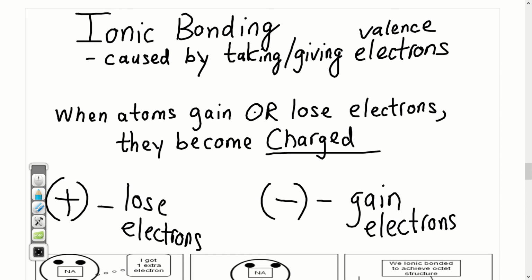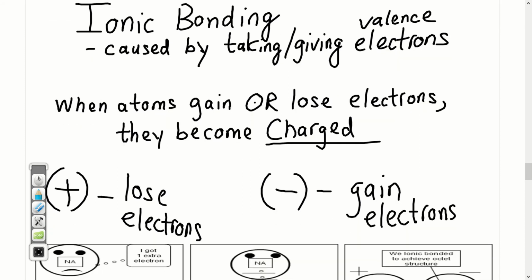So that leads us to our first type of bonding that we're going to cover at this point. That was the finish of the introduction. Okay? It's ionic bonding. This is caused when you take or give away valence electrons. So that's why I said you either gain or lose electrons. When these atoms gain or lose electrons, they become electrically charged. All right?